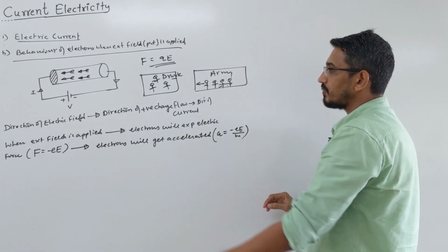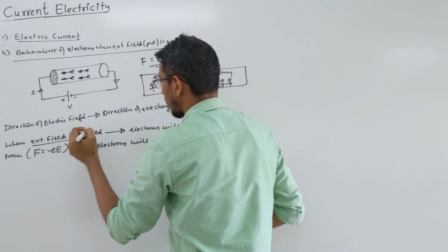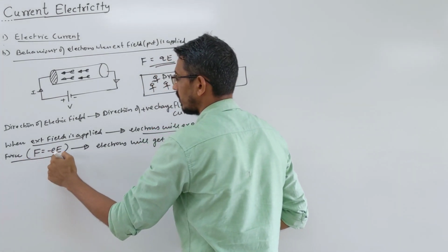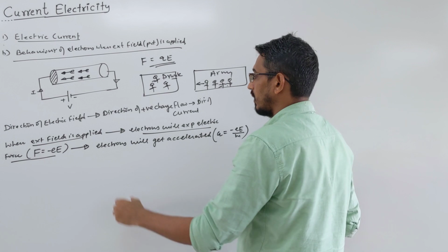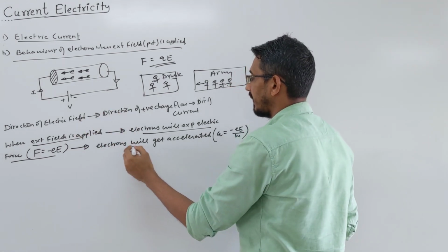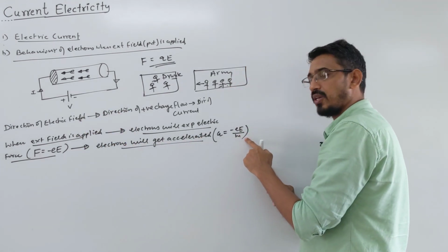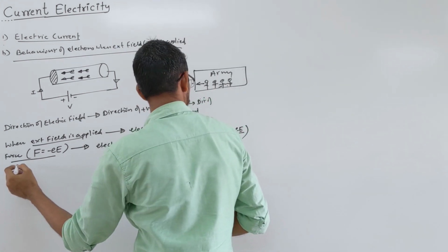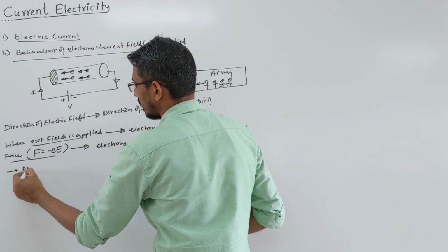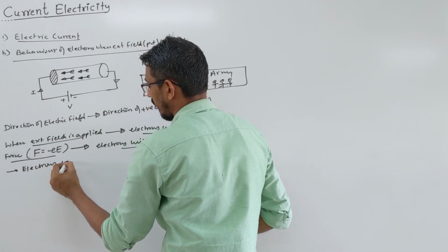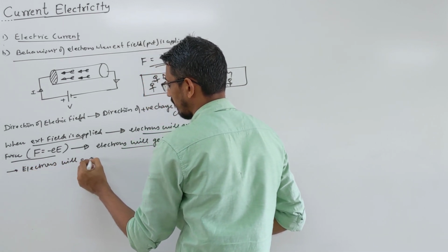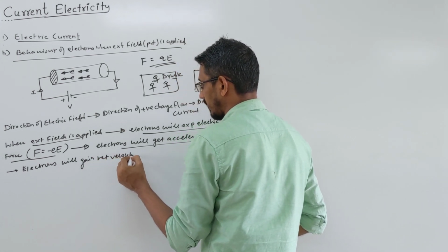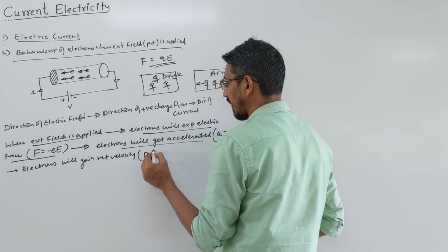Let's see. When an external field is applied, the electron will experience electric force, this much force, Q into E. If you are getting this force, the electron will get accelerated, this is the acceleration. So now they will have a net velocity. So due to this, electrons will gain net velocity, and this velocity is also called drift velocity.